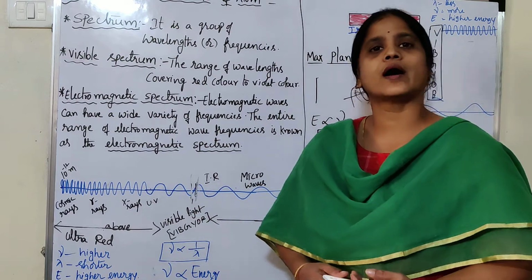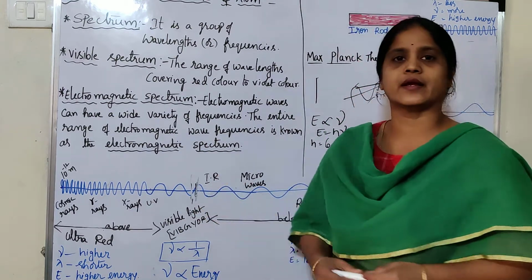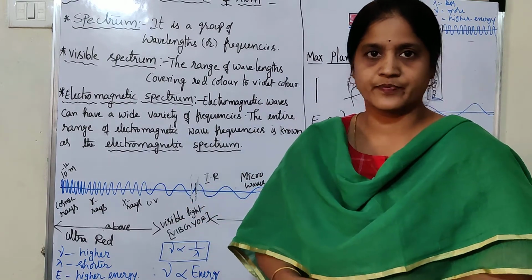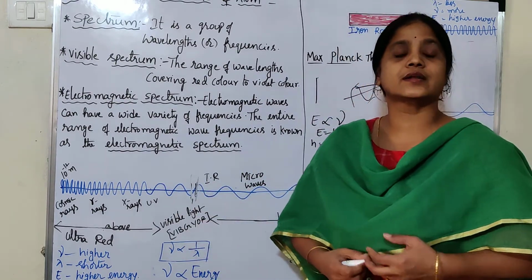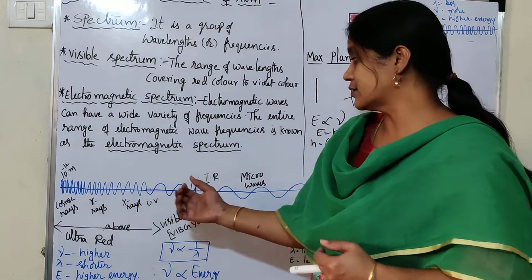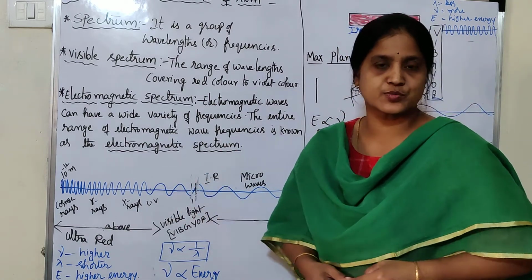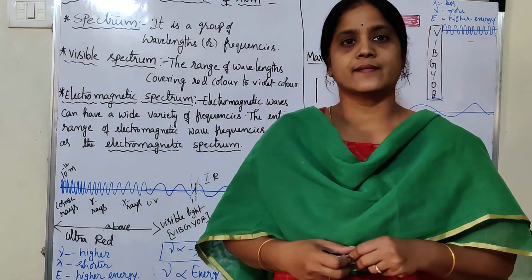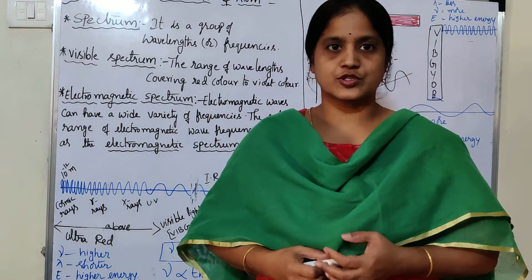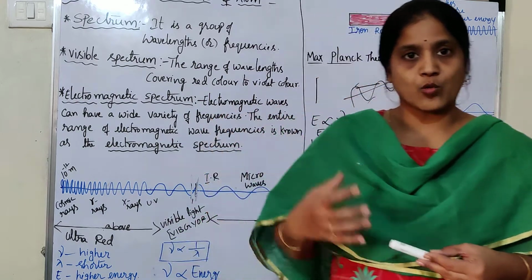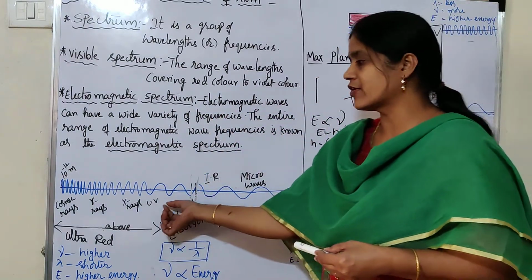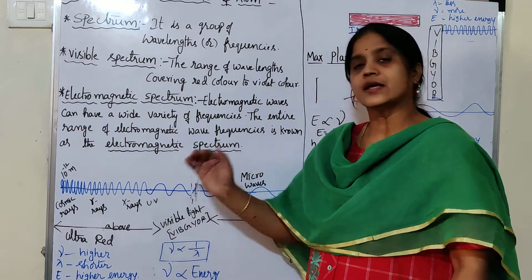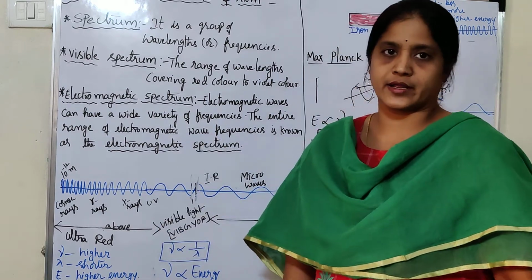See, these ultraviolet rays have higher energy than visible light. Why? Because their frequency is more than visible light. So due to that reason, their energy is more. Our Earth is covered by a layer of ozone. Due to that, it prevents these ultraviolet rays from entering our Earth. That ozone layer is protecting us.